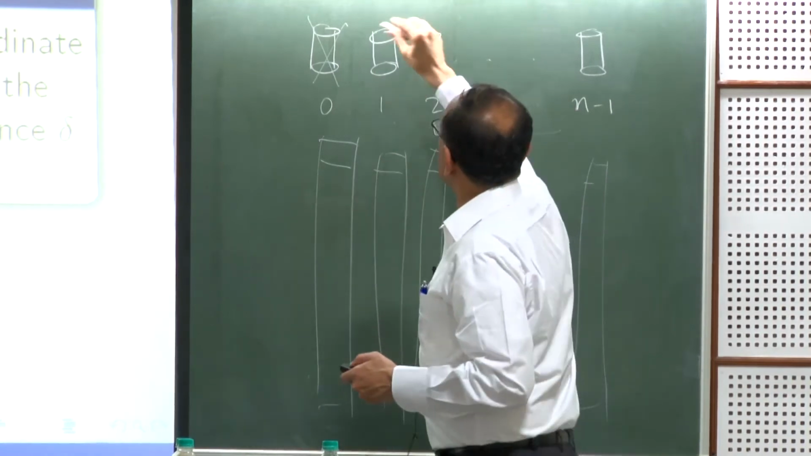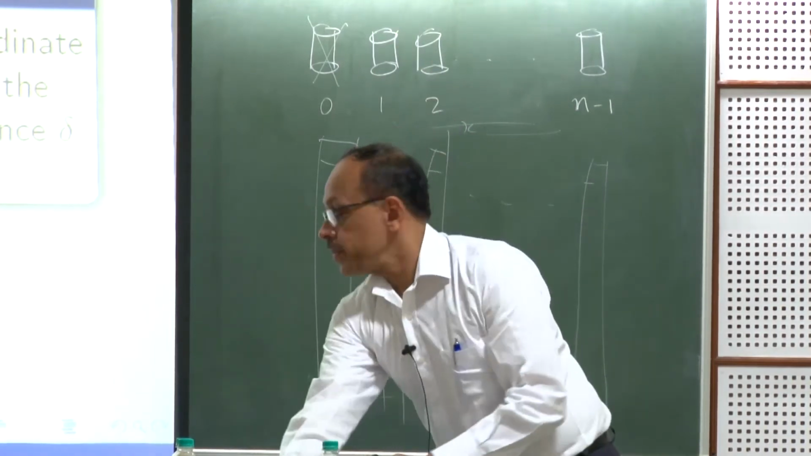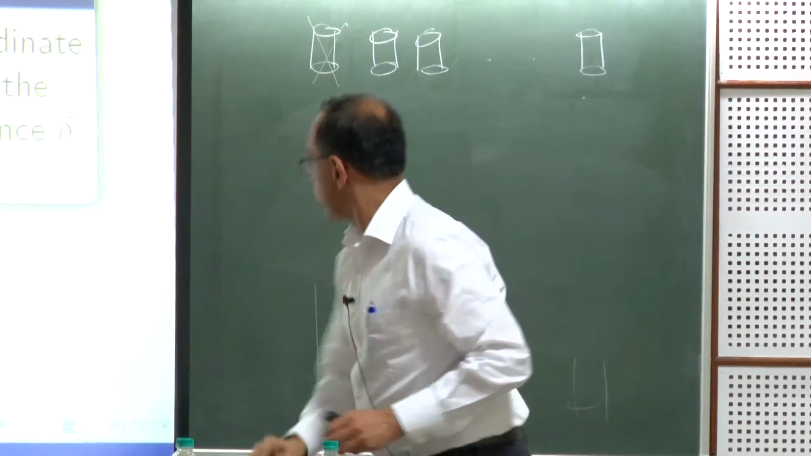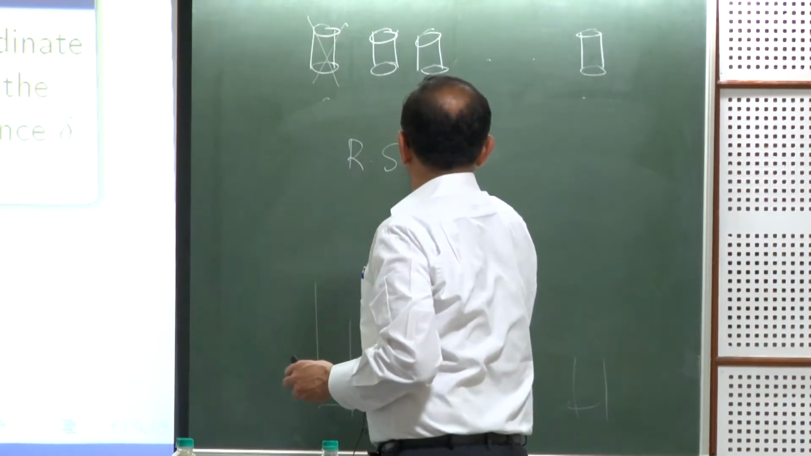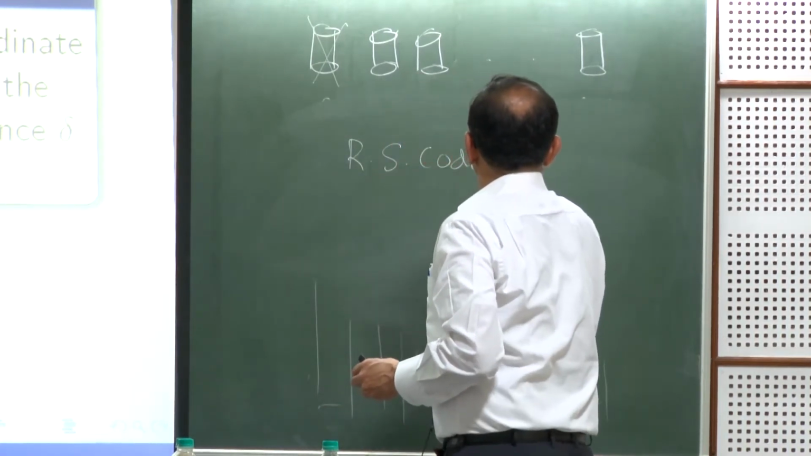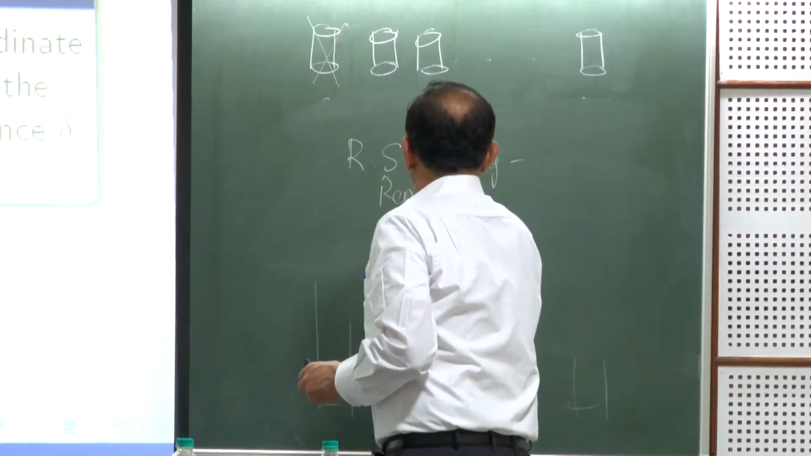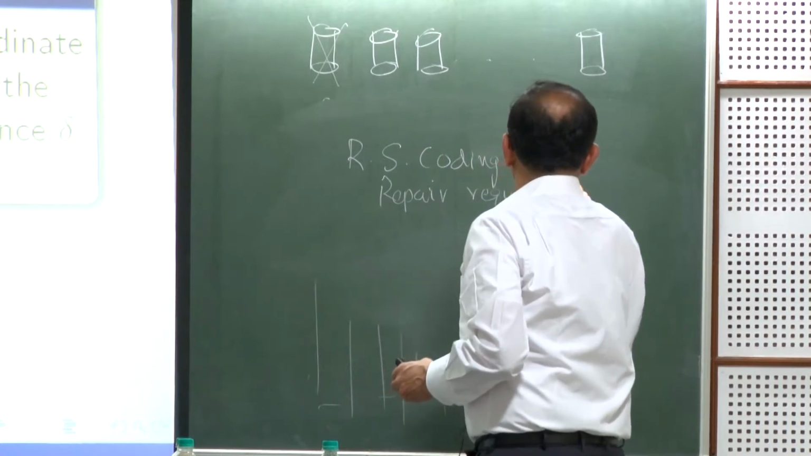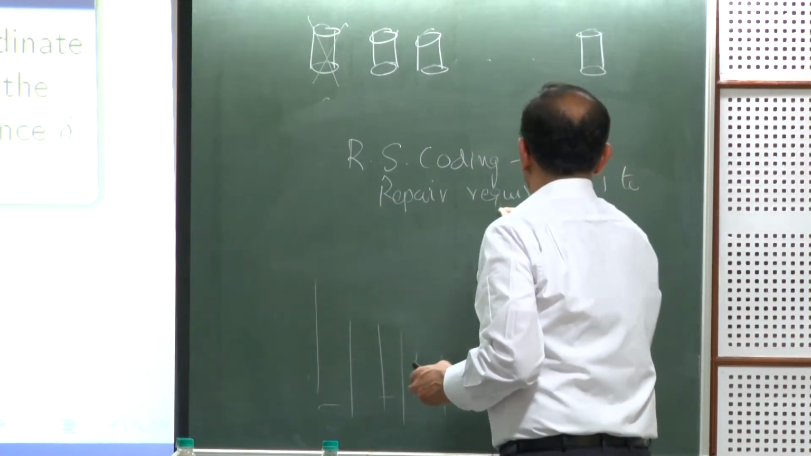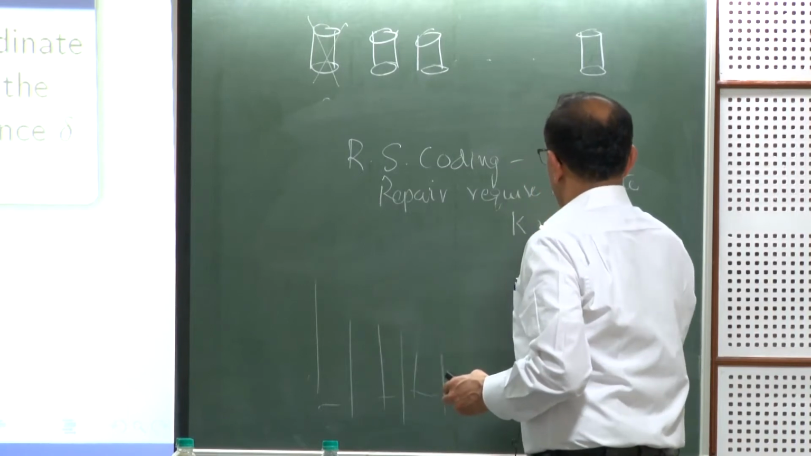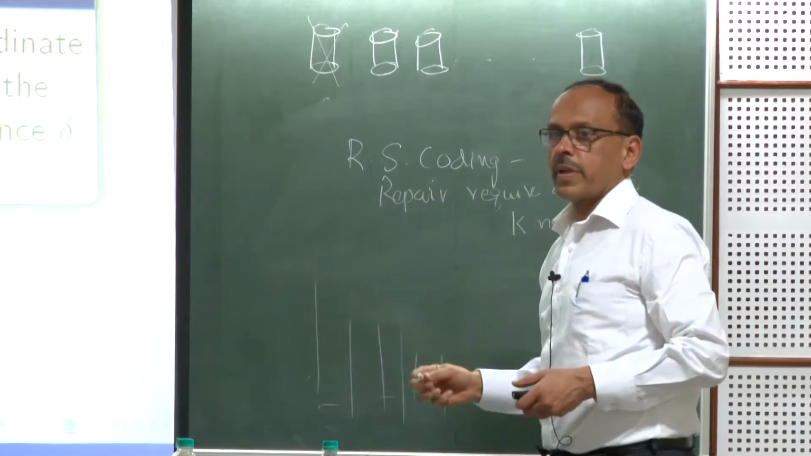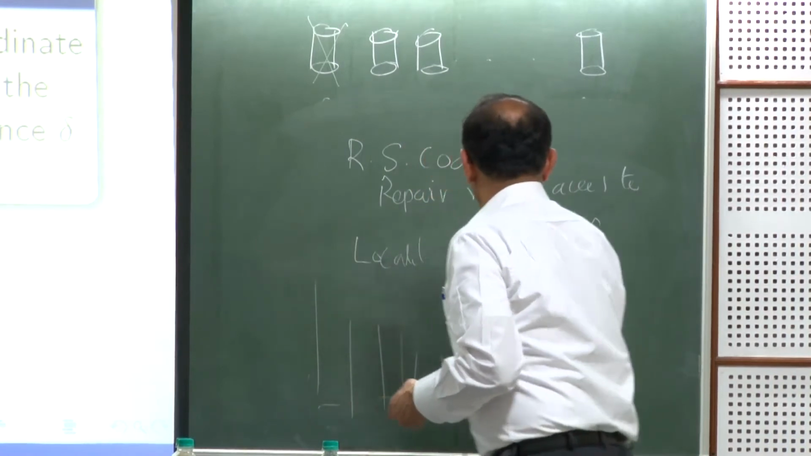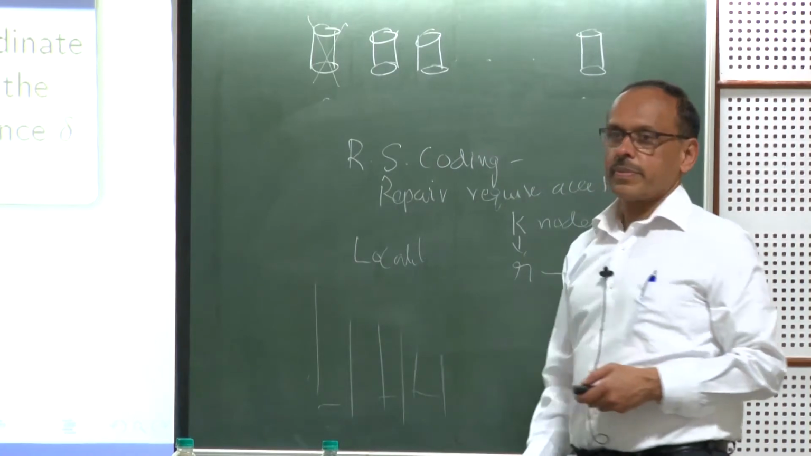Now I only contact with RS coding. Now repair requires access to k nodes, k surviving nodes, whereas the concept here with locality, we now reduce it to R nodes.